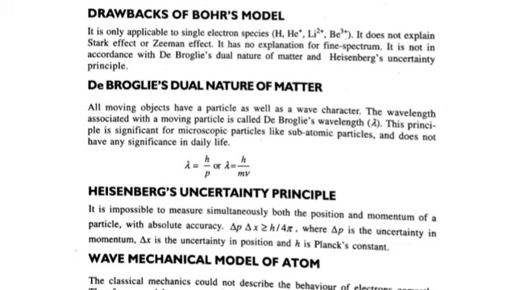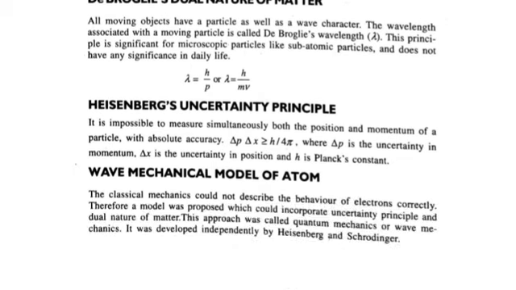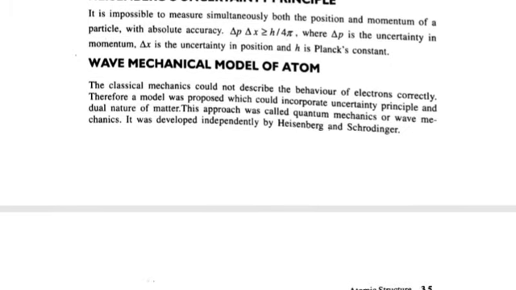What is the wave mechanical model of the atom? Classical mechanics could not describe the behavior of electrons correctly. Therefore, a model was proposed which could incorporate the uncertainty principle and the dual nature of matter. This approach was called quantum mechanics or wave mechanics. It was developed independently by Heisenberg and Schrödinger.